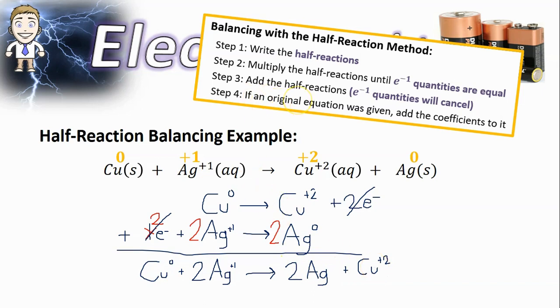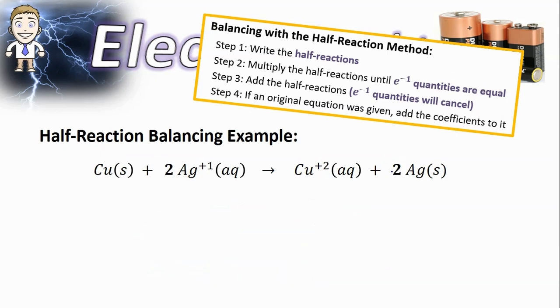Step 4, if an original equation was given, I'll take those coefficients and add them into it. We can do that here by simply putting that coefficient of 2 in front of the silvers in my net original equation, making the official balanced reaction have coefficients of 2 in front of Ag.